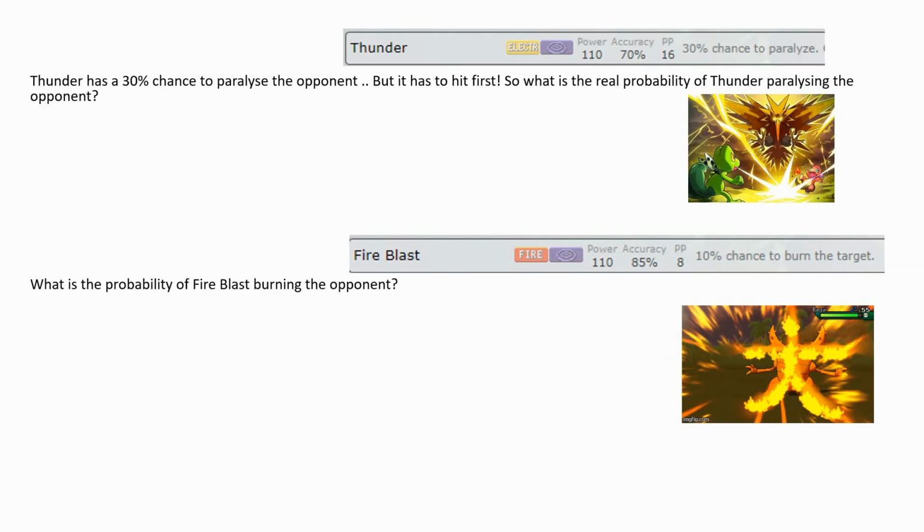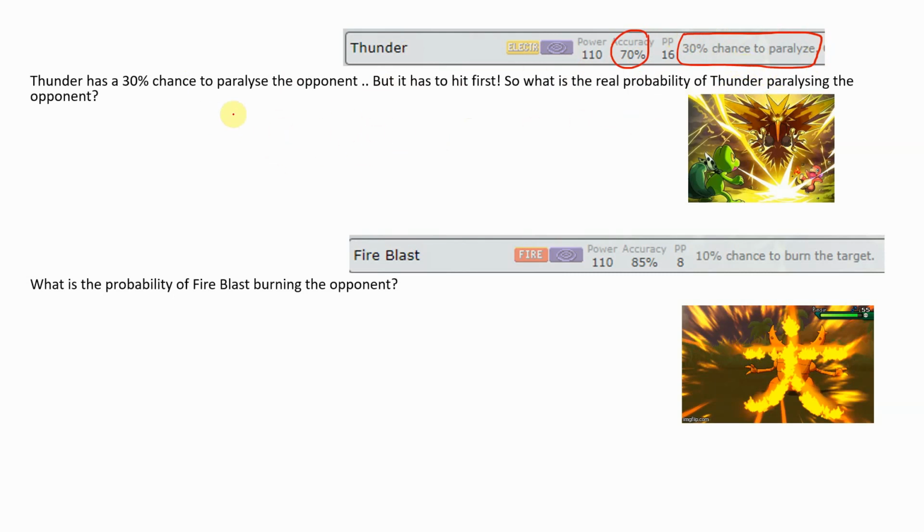So let me grab my pen. First one, we'll just start with some kind of simple tree diagram. If you don't know, we've been studying tree diagrams at the moment, and the reason for this is that it links perfectly into tree diagrams, and it's probably the number one application I do of probability outside of studying it and teaching it. And this kind of helped me plan my games when I play. So we've got a move here, Thunder. It's got an accuracy of 70%, and it has a 30% chance to paralyze. But the thing is, for it to paralyze, it actually has to hit first. So the real probability of it paralyzing a Pokemon is not 30%.